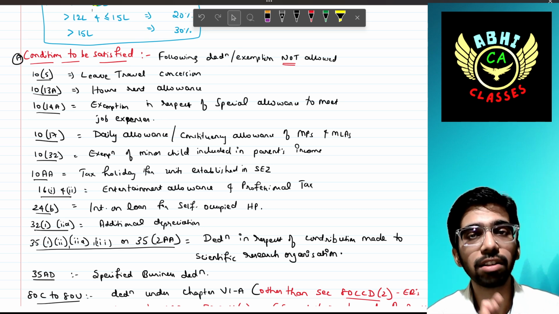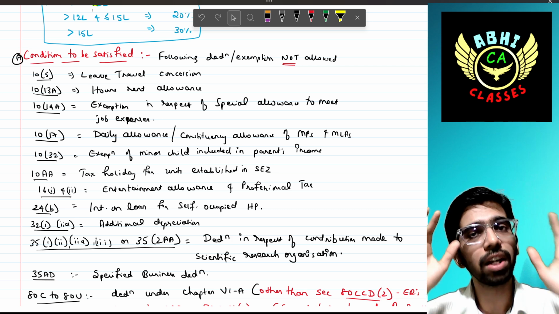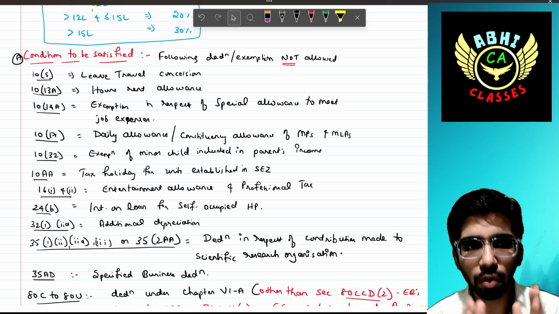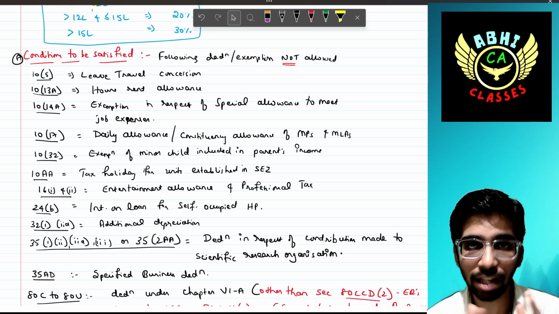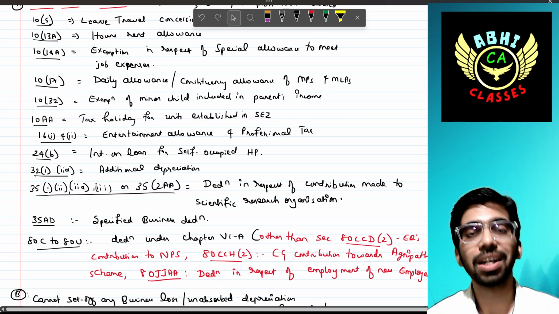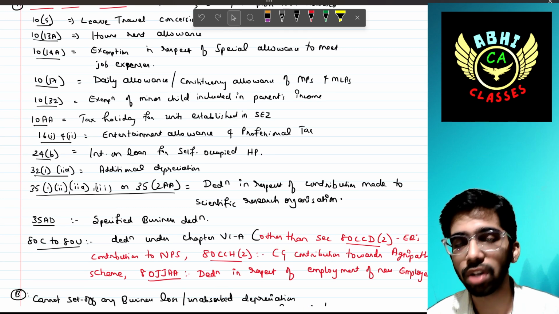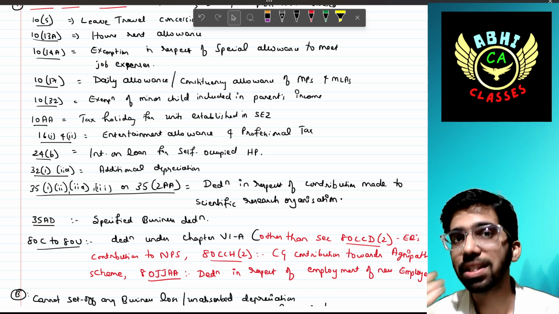Next, section 10(32), exemption of minor child income included in parents' income. What is this? We will discuss it clearly in the upcoming chapters, but you need to keep it in mind just for now. That's it. Next, section 10AA. This is the tax holiday for units established in SEZ, that is special economic zones, which we will discuss in the PGBP chapter, that is the business income chapter.